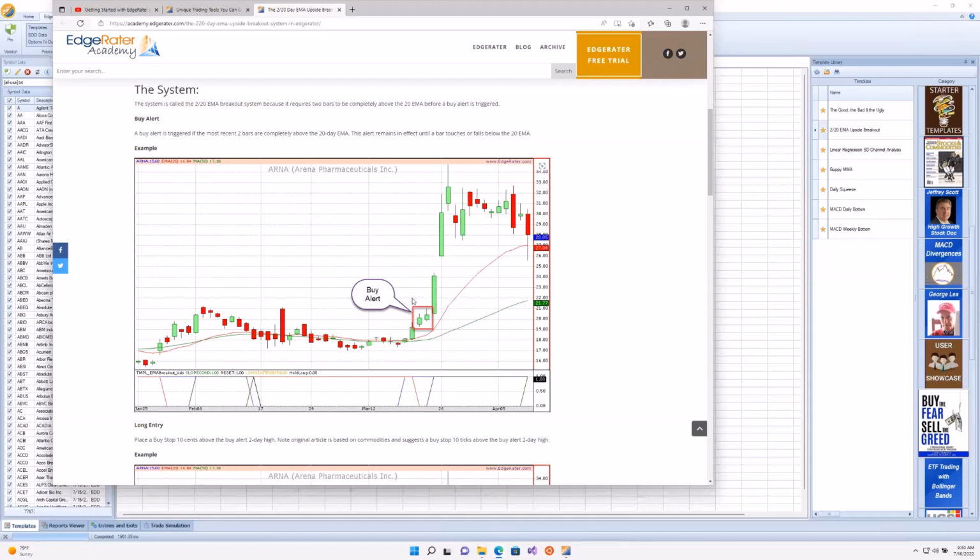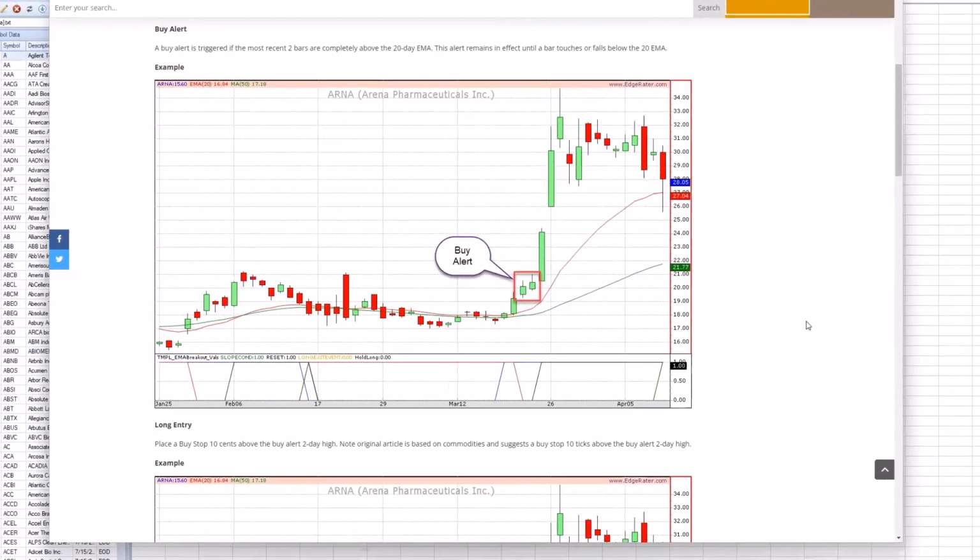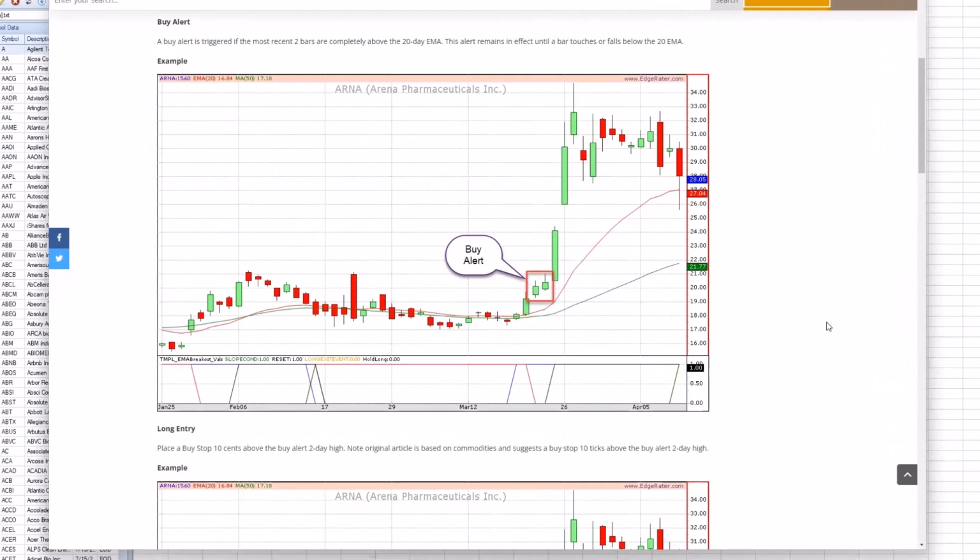It's guaranteed that you're going to find it in this template if it's going to make a trending move. So if you're a trend trader, that's a great thing to know. What it does, the 220 is not what most people think. It's not a crossover of the 2 and the 20 period moving average. Instead, it is when there are 2 clear bars above the 20 period moving average. That creates a buy alert.